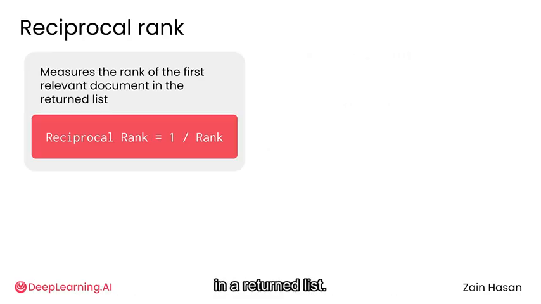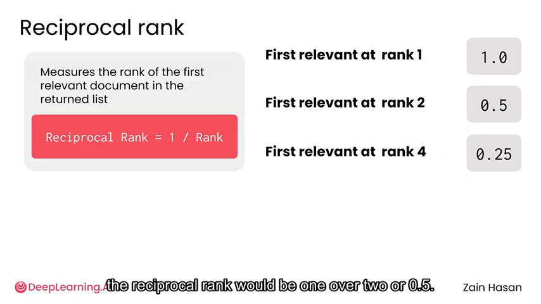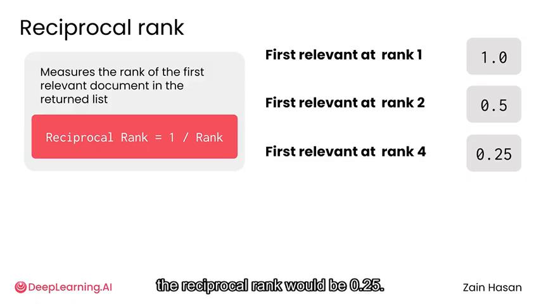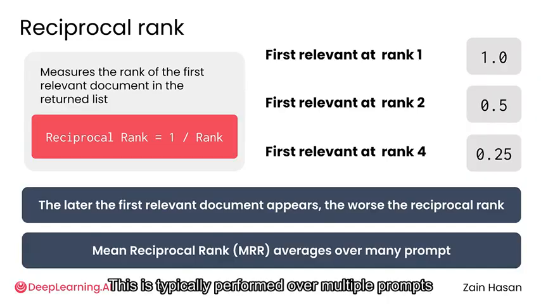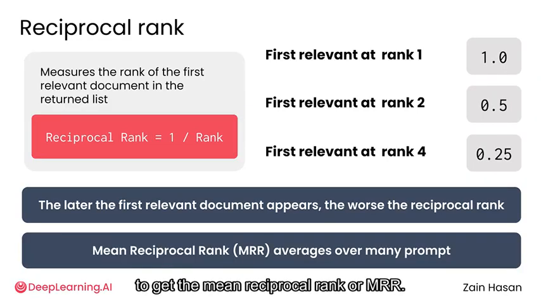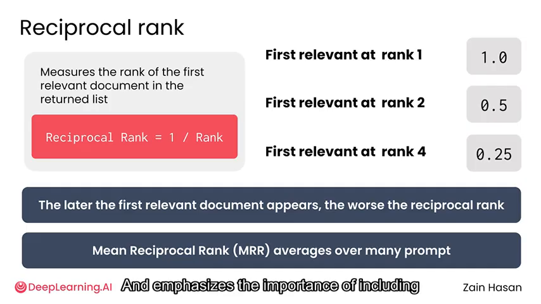A final common metric is reciprocal rank, which measures the rank of the first relevant object in a returned list. For example, if the first relevant object appears at rank 2, the reciprocal rank would be 1 over 2, or 0.5. If it were at rank 4, the reciprocal rank would be 0.25. The further down the list the first relevant document appears, the worse the reciprocal rank. This is typically performed over multiple prompts to get the mean reciprocal rank, or MRR. MRR reflects how soon, on average, you can find a relevant item in the retriever's ranking, and emphasizes the importance of including at least one relevant document as high in the ranking as possible.